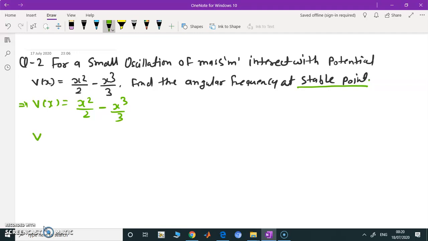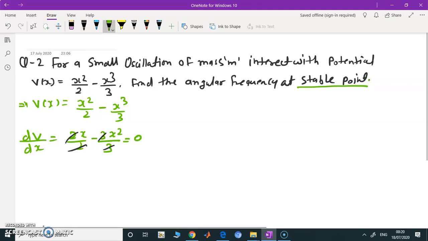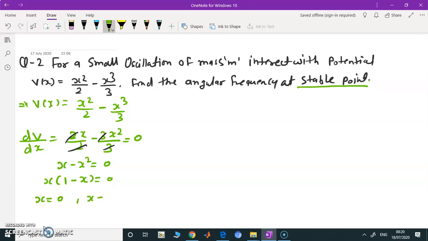To calculate the equilibrium point, we have to take the derivative. So this will be 2x by 2 minus 3x squared by 3 is equal to 0. This 2 will cancel with 2, and 3 will cancel with 3. So what you will get is x minus x square is equal to 0. If you take x common, x times 1 minus x is equal to 0. So you will get x is equal to 0 and x is equal to 1. These are the two equilibrium points.